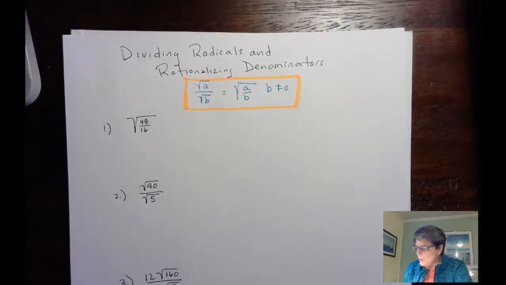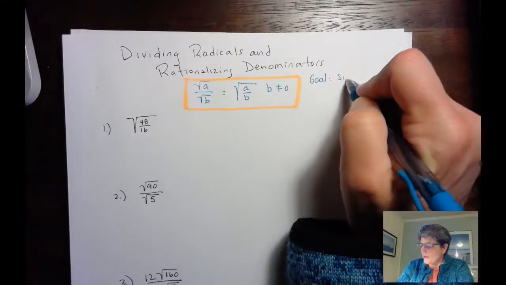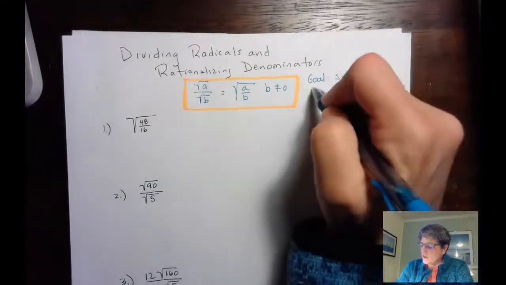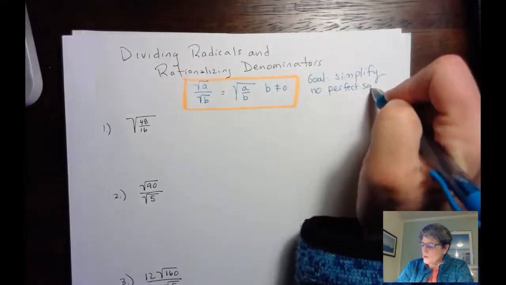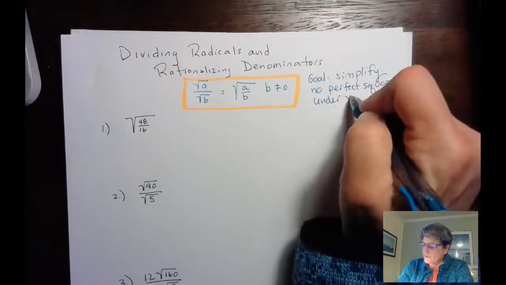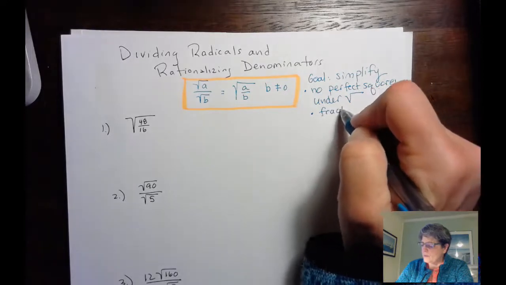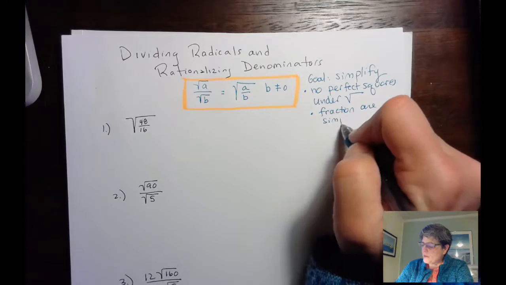So the goal here is to simplify the expression. That means no perfect squares under the square root, and it means all the fractions in the problem are reduced, are simplified. Okay, so that's our goal.